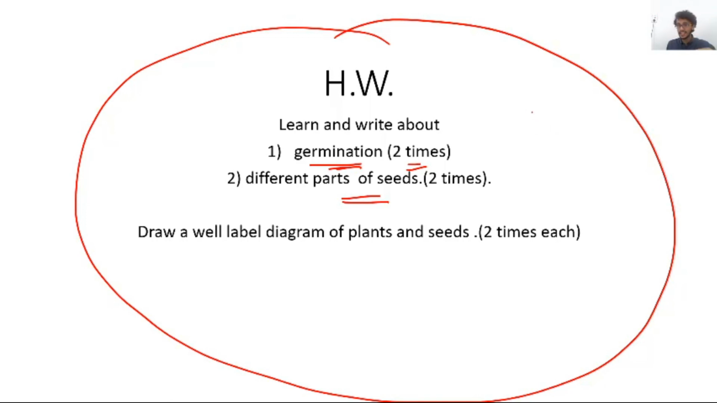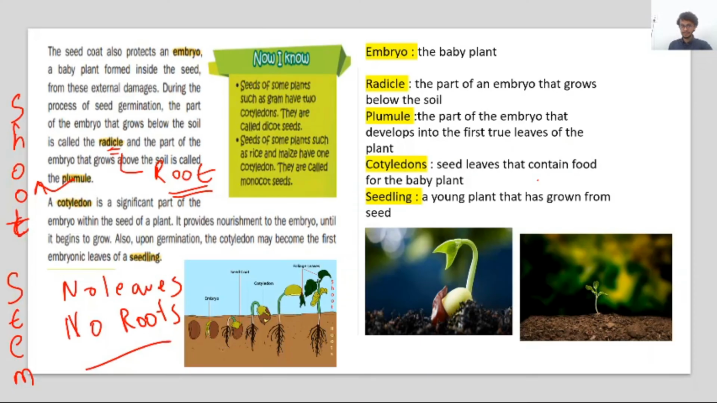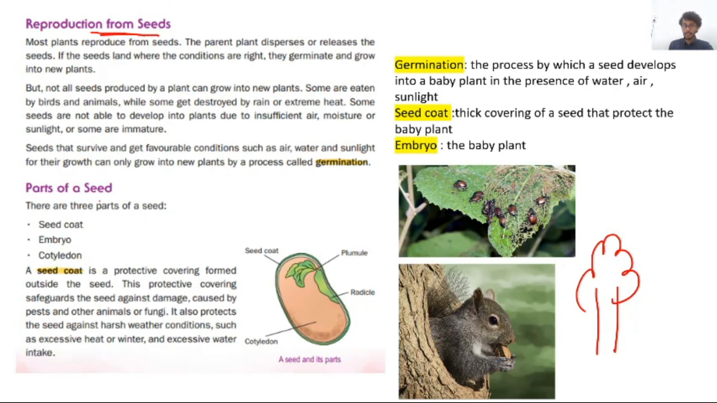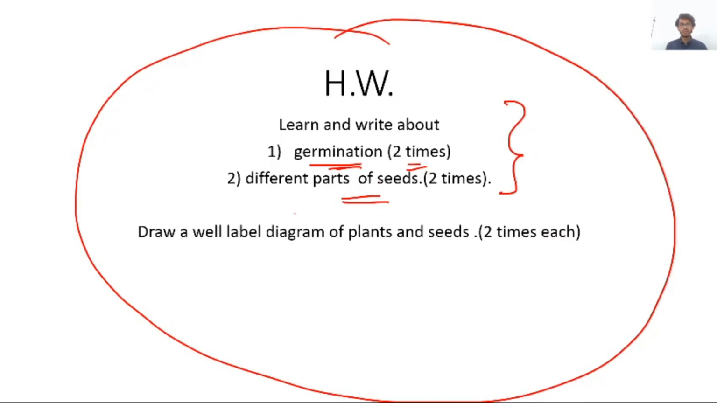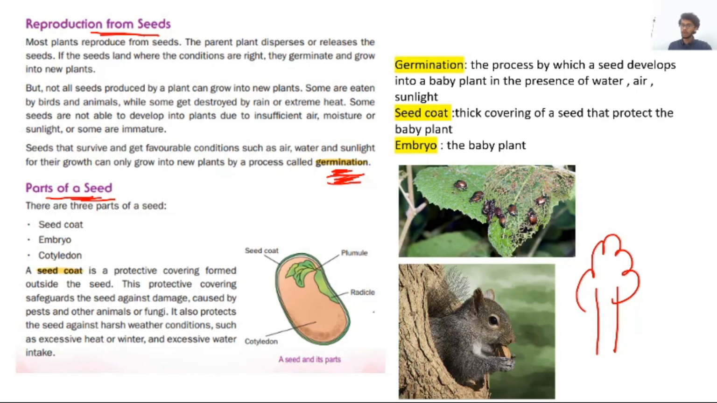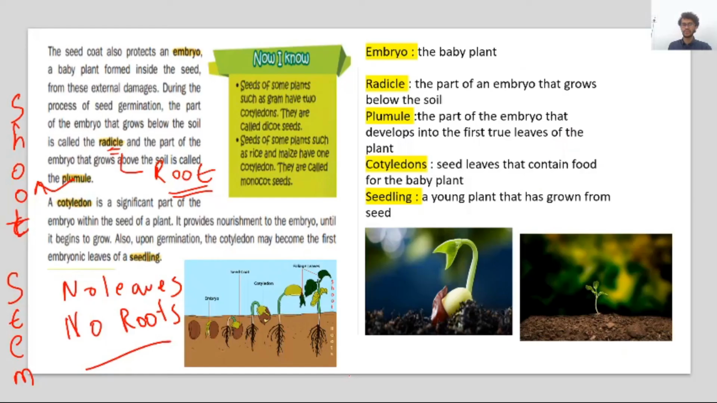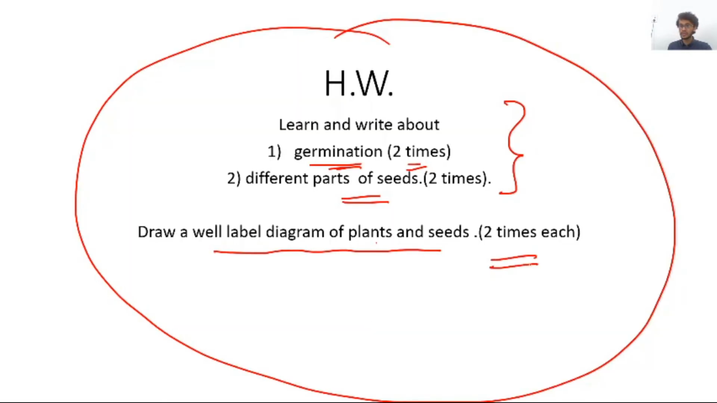This is homework for you. I will not tell you the different parts of the seeds, and I will also not tell you about germination. You also have to draw a well labeled diagram of the plants and seeds. I am also not telling you what a seed is or where its diagram is present. You have to do that 2 times each in your homework book.